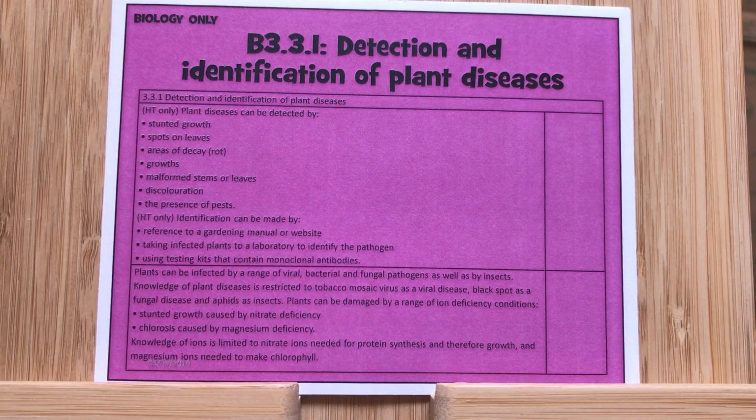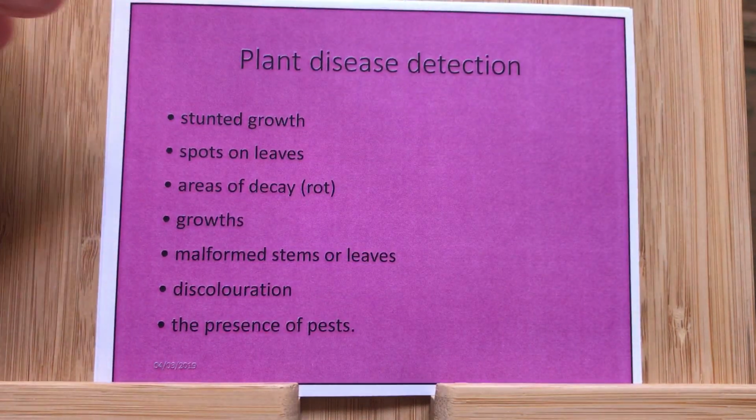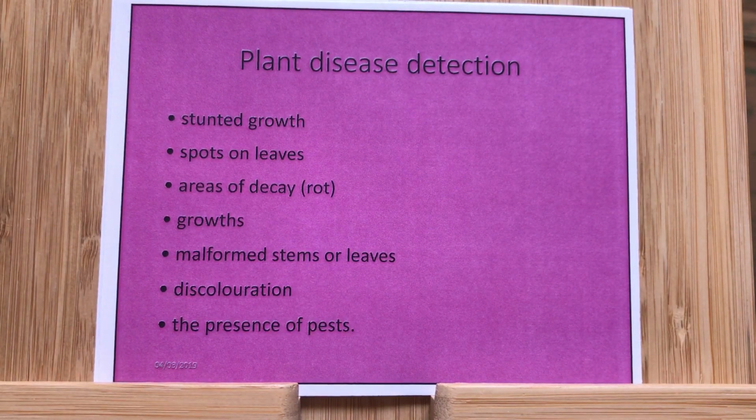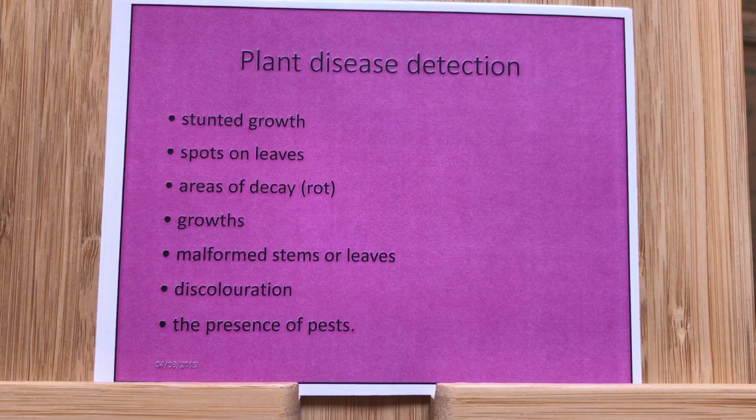So how would I know that my plant has a plant disease? Well, there might be stunted growth. It's not growing at the same rate as the other plants I've got. There could be spots on the leaves. That could be an indication of maybe rose black spot or tobacco mosaic virus. There could be areas where it's decaying, it's rotting, growths that you wouldn't imagine would be on there, so bits growing on it that aren't growing on the other plants.